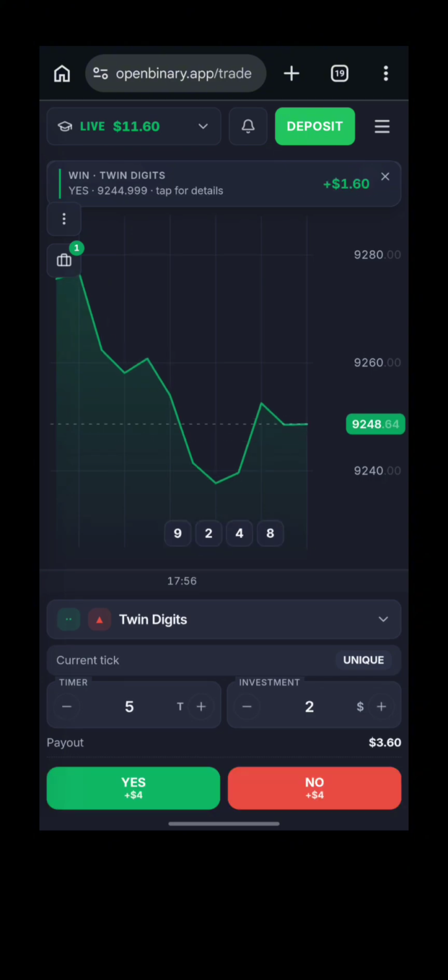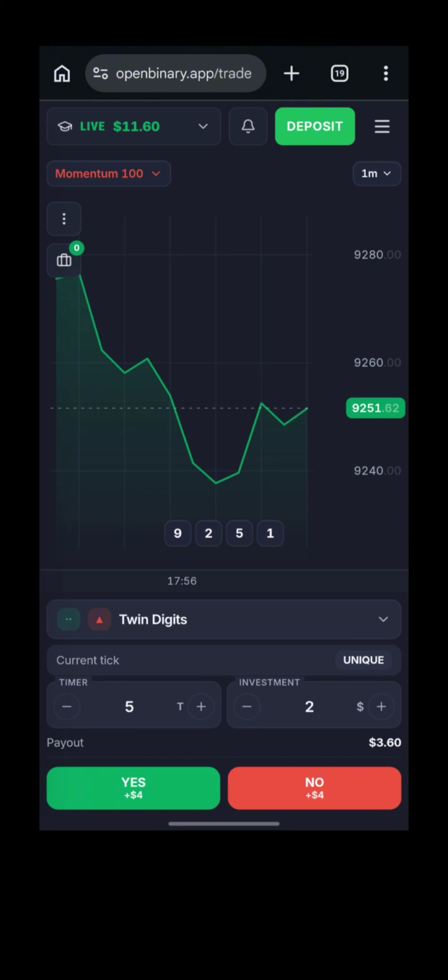Okay, and that was a win. You see, that was a good win right there. So if the win happens to have come that way, I'm not going to go back. I'm just going to maintain this stake of $2 until I lose, and then I'm going to increase my stake. But I pray that we don't lose, and I hope that we don't lose again. Okay, so let's wait for another opportunity and enter the market.